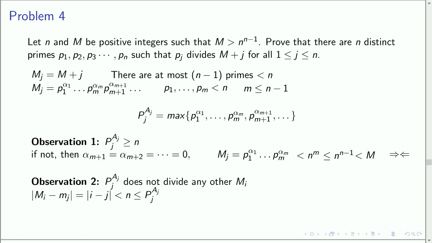Okay, and what does that mean? That means the mapping of mj to these pj to the aj is 1-1. Okay, so each mj is assigned a distinct pj to the aj, and from that pj to the aj you can map it to the corresponding prime pj, and that gives you the assignment that you're looking for. Alright, so that's it.